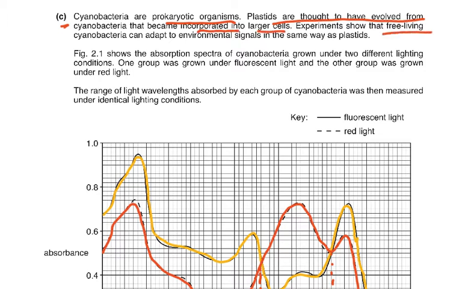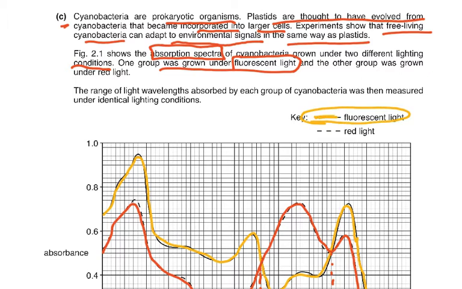Experiments show that free-living cyanobacteria can adapt to environmental signals in the same way as plastids. Figure 2.1 shows the absorption spectra, the wavelengths absorbed, and the rate of photosynthesis of cyanobacteria grown under two different lighting conditions. One group was grown under fluorescent light, so I have colored the fluorescent one yellow, and the other group was grown under red light, so I have colored it red. I've just tried to explain this to you. The range of wavelengths absorbed by each group of cyanobacteria was then measured under identical lighting conditions.